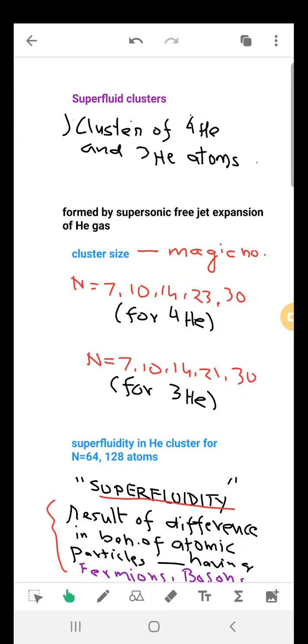Now there is something called superfluid clusters, where a cluster of helium-4 and helium-3 atoms can form. And these superfluid clusters are formed by supersonic free jet expansion of helium gas. Whenever we say a cluster in this superfluid, we mean that there are not just any random number of atoms, but some fixed number of atoms. These are called the magic numbers: 7, 10, 14, 23, and 39, and this is for helium-4, and this is for helium-3.